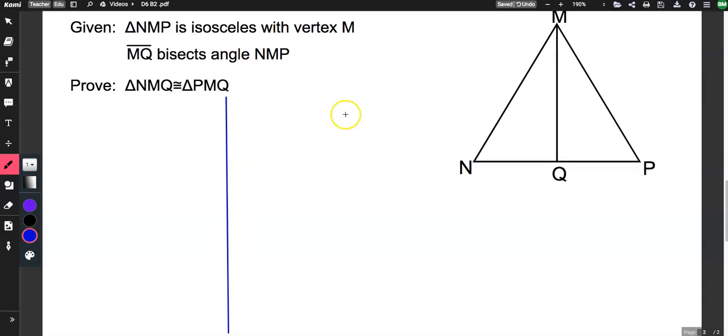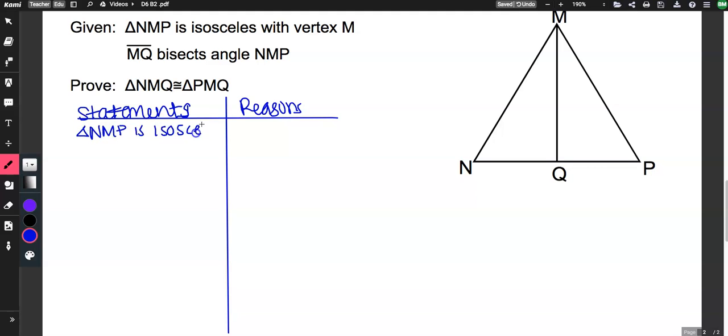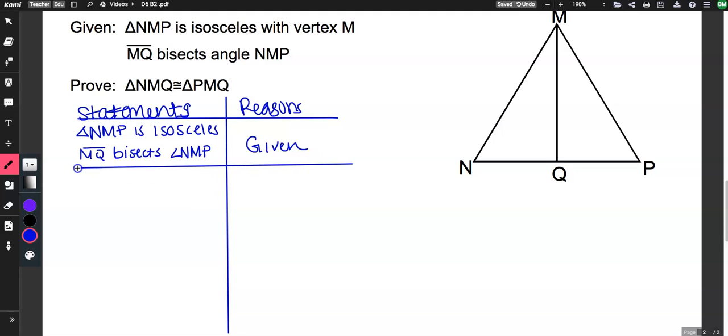Draw our T-chart. Statements, reasons. I'm going to start with the given information. So we know that triangle NMP is isosceles, and that MQ bisects angle NMP, and that's given. Looking at the triangles, we want to show congruent, NMQ, so like the left triangle, and PMQ, the right triangle.